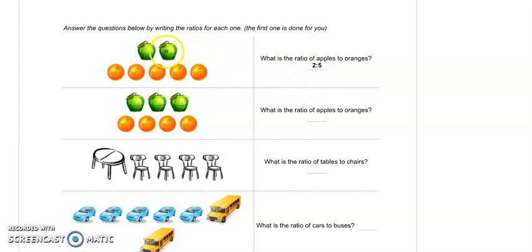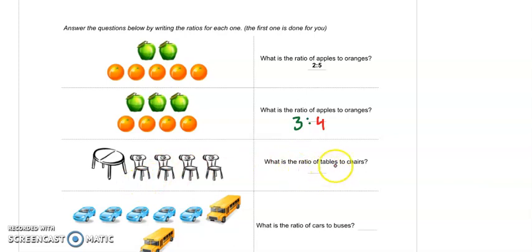For example, in the first one you can see there are 2 green apples and there are 1, 2, 3, 4, 5 oranges. So the ratio of apples to oranges is 2:5 because there are 2 green and 5 orange. So that's why the ratio will be 2:5. Next, what is the ratio of apples to oranges? There are 3 green apples, so I will say 3. We have 4 oranges, so 3:4.